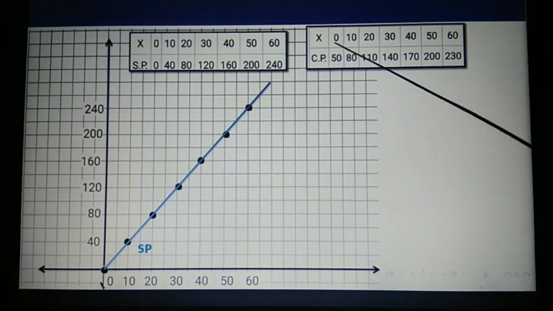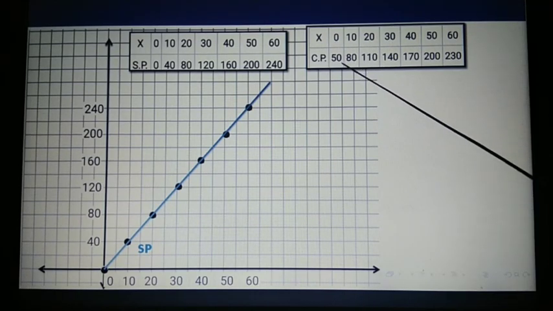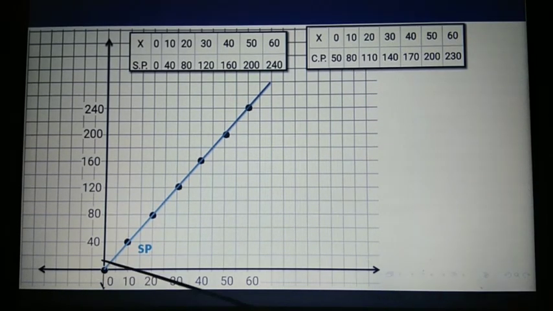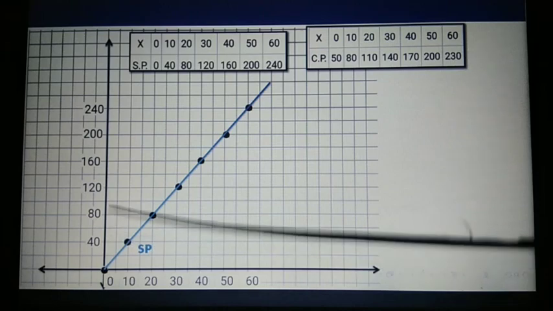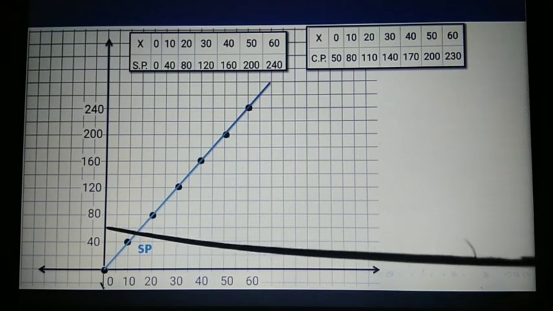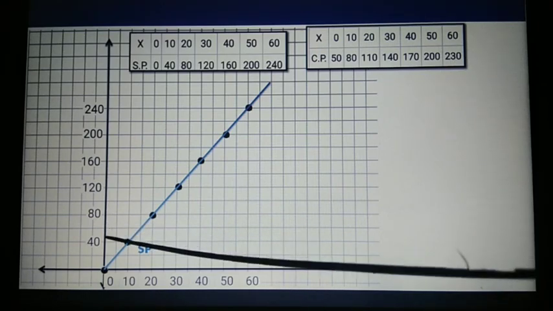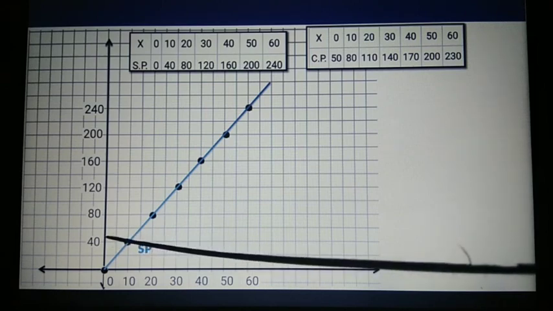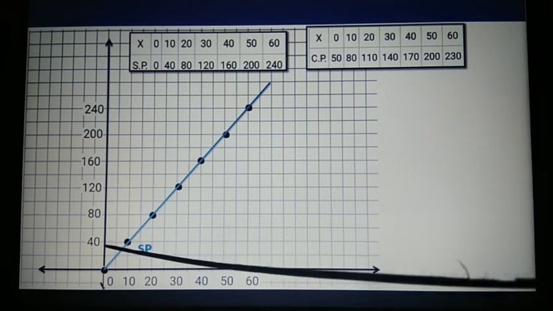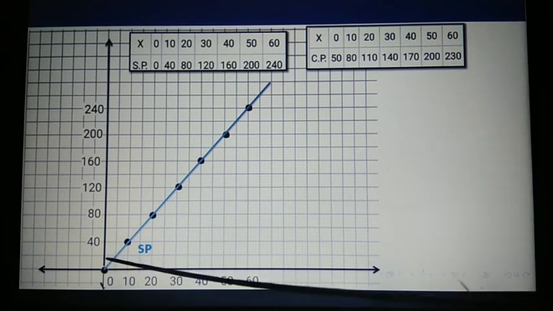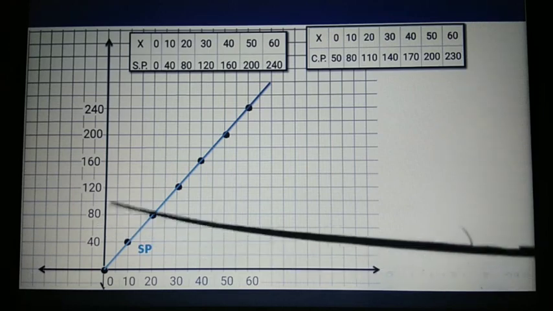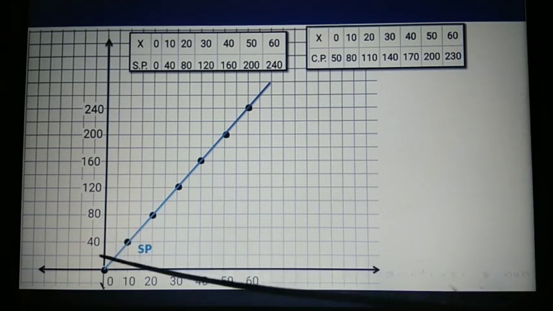So when x is 0, my cost price is going to be 50. Now if you see here carefully, in between 40 and 80, what is lying? It has to be 60. Right, in between 60 and 40, I will get 50. So 50 will lie somewhere over here. Okay, let me repeat once again. So here one box is equivalent to 20. So here is 20, 40, 60, 80, right?